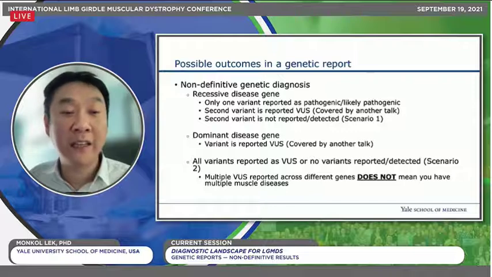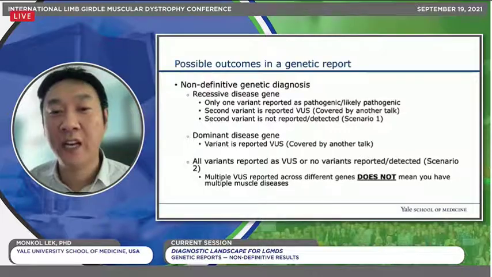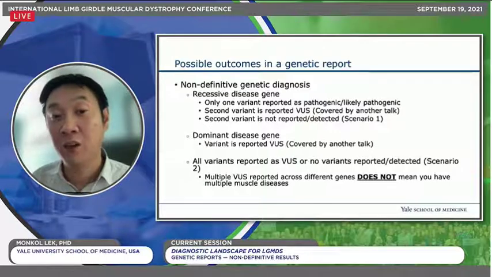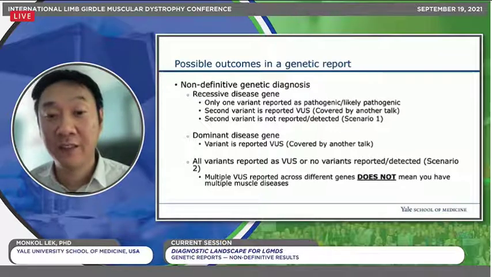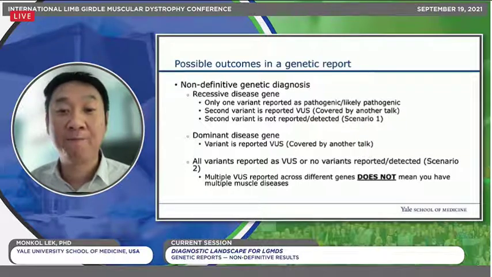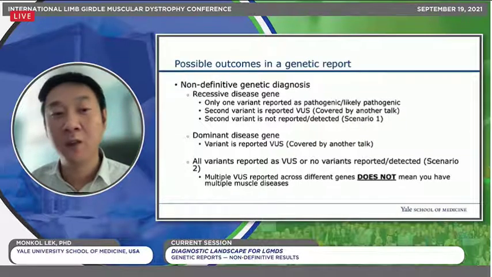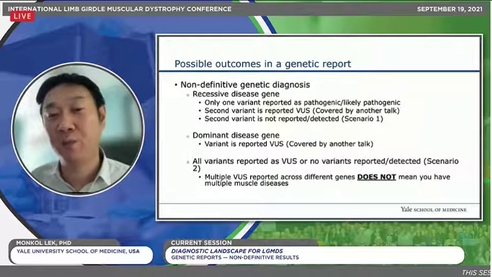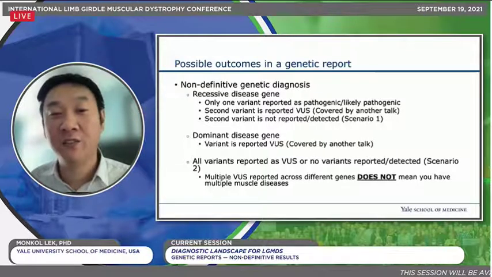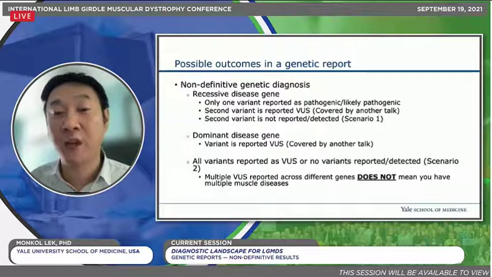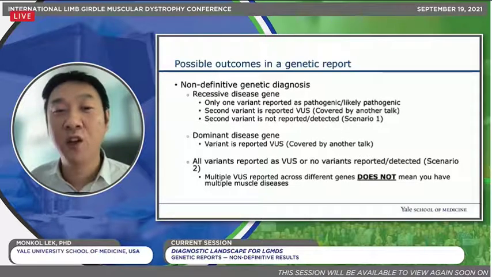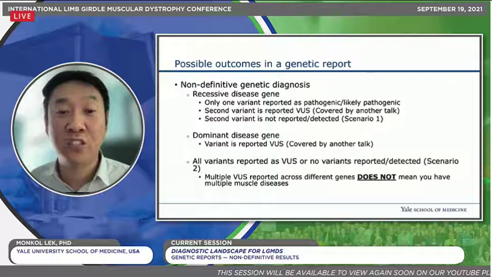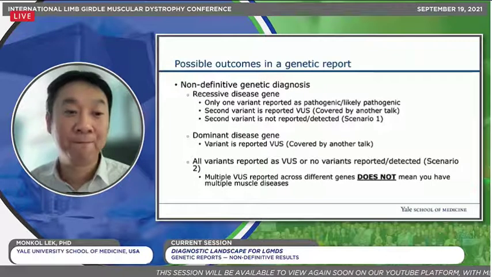So one is in the case of a recessive disease gene, and this is typically when only one variant is reported as pathogenic or likely pathogenic, while the second variant could be reported as a variant of uncertain significance, and this is covered by another talk, so I won't go into the details. But some examples of ways you can resolve this and provide more evidence is, say, ordering clinical tests such as the MRI and looking at the muscle wasting pattern and whether it's actually typical for your limb-girdle subtype and also the gene associated with your limb-girdle muscular dystrophy.